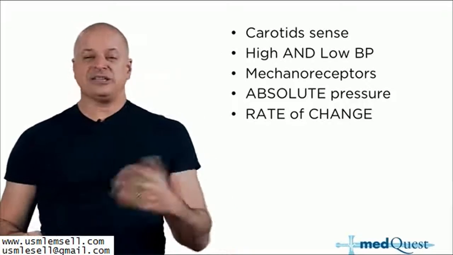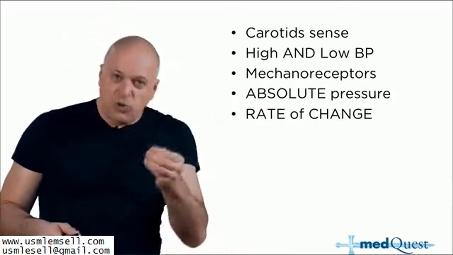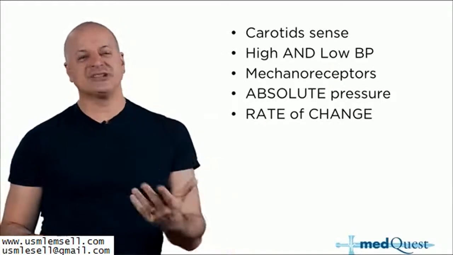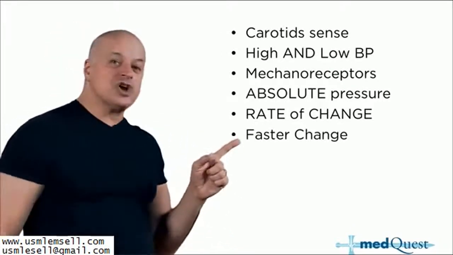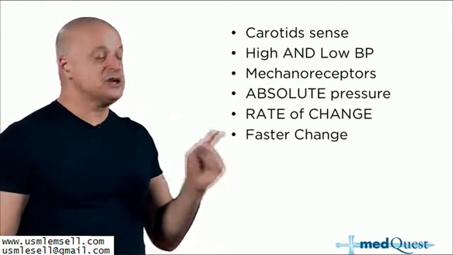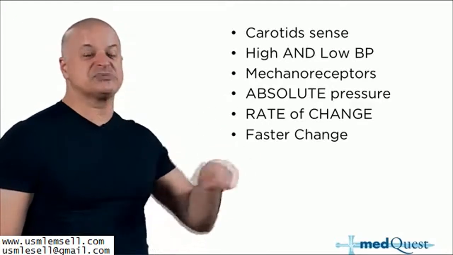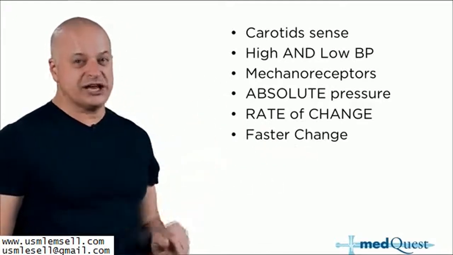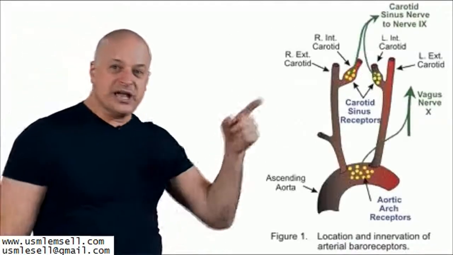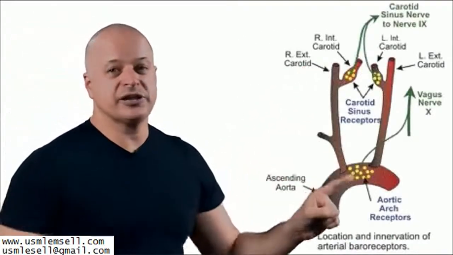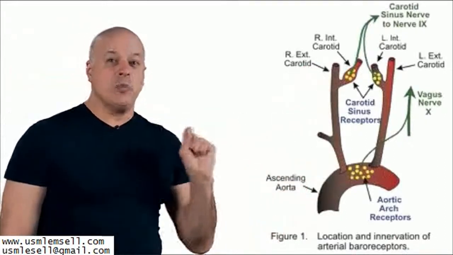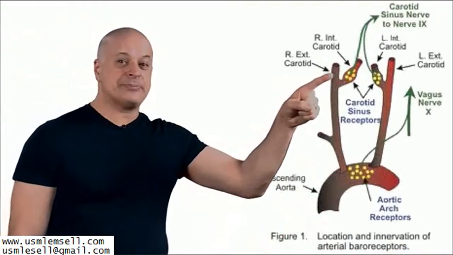When you and I change position, there is a small change in pulse and blood pressure that should correct itself within 30 to 60 seconds. If a person has a very fast change in pulse and blood pressure, it will be detected and responded to according to the rate of the change. The faster the rate of change, the more signal you have. So here again, cranial nerve 9 and cranial nerve 10 pick it up from the carotids and from the aortic arch. More pressure, more mechanoreceptor firing.